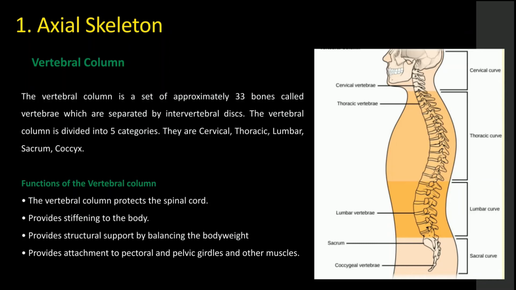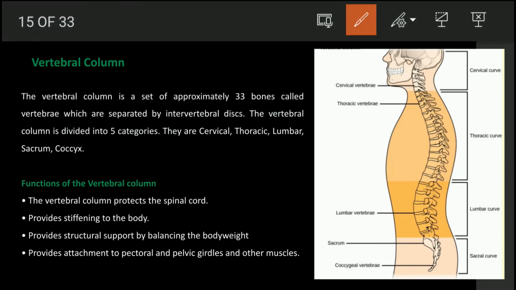Vertebral column. It is a set of approximately 33 bones called vertebrae which are separated by intervertebral discs. Here we can see small line portions. These small lines indicate the intervertebral discs. The vertebral column is divided into 5 categories, that is cervical, thoracic, lumbar, sacrum and coccyx.